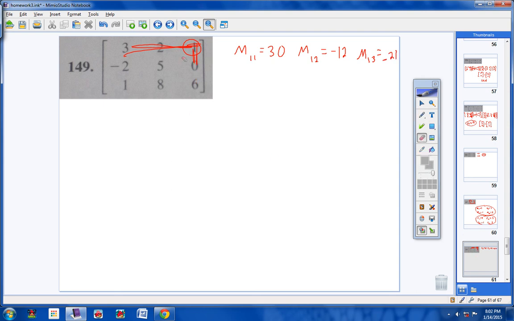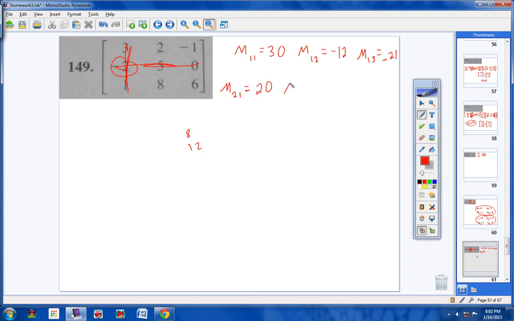Alright, okay, let's go ahead and take a look at our minors for 21, second row, column 1, right here. Cross that off. Here's your 2 by 2 matrix to find the determinant of. 8 times negative 1 is negative 8, so I'll put a positive 8. 2 times 6 is 12. Add those together and we get a 20.